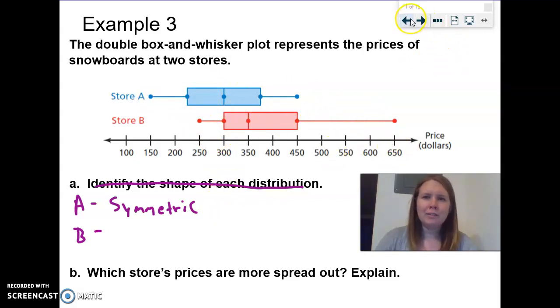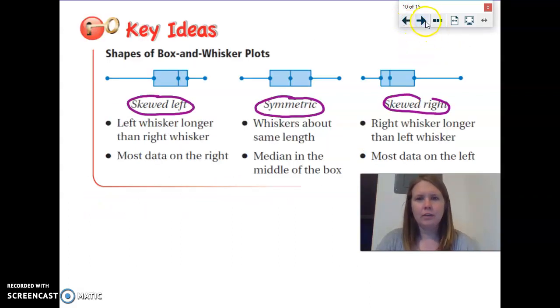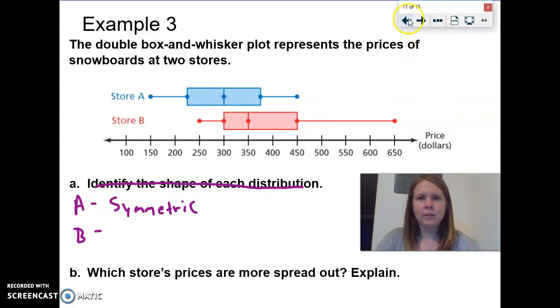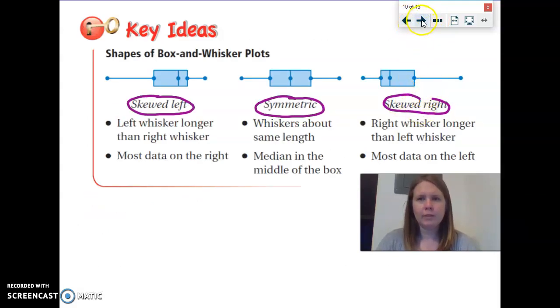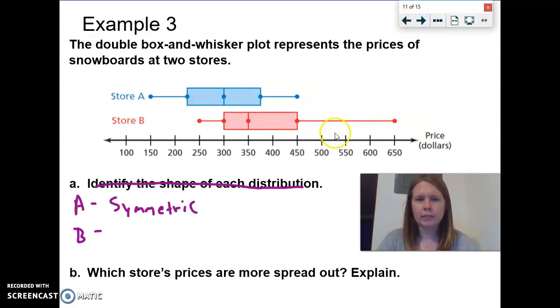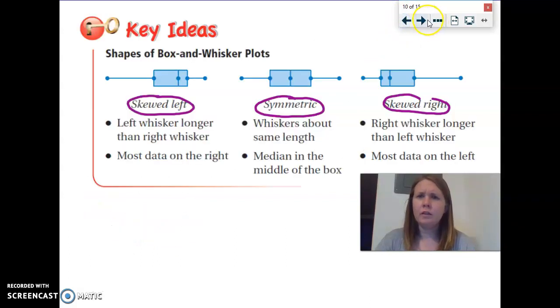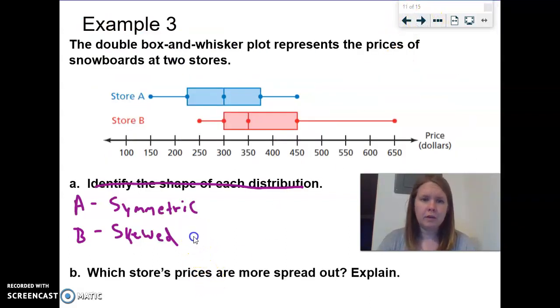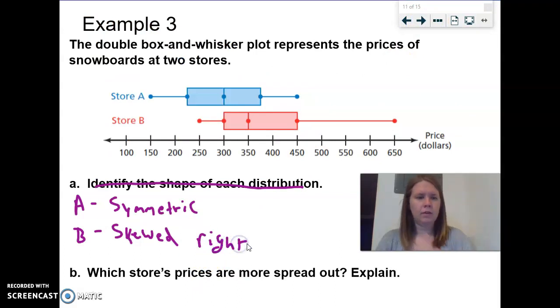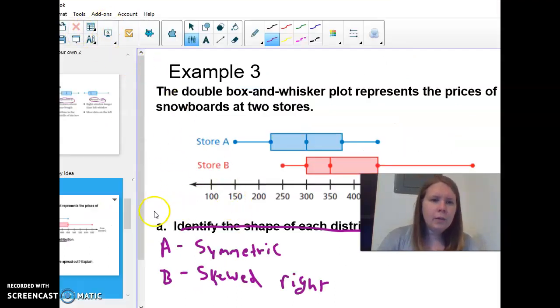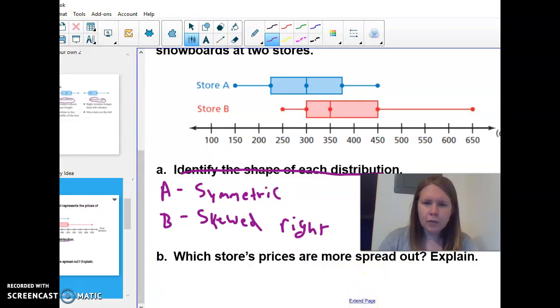Store B, though, doesn't look symmetric to me. So let's look at what it kind of looks like. It looks a lot like it's skewed right, okay, because the right whisker is larger. So I would say this one's skewed. Am I spelling skewed right? Yeah, skewed right. All right, skewed right. I'm going to expand this page a little bit.